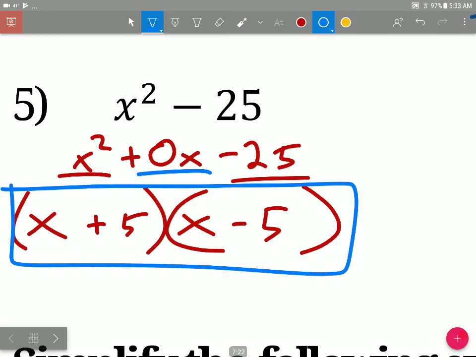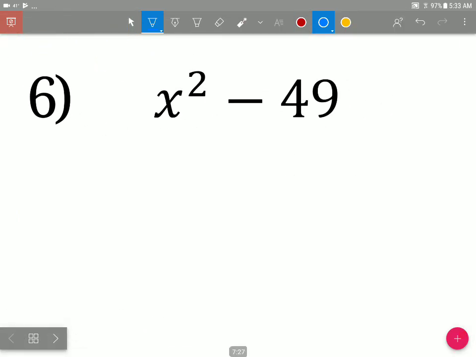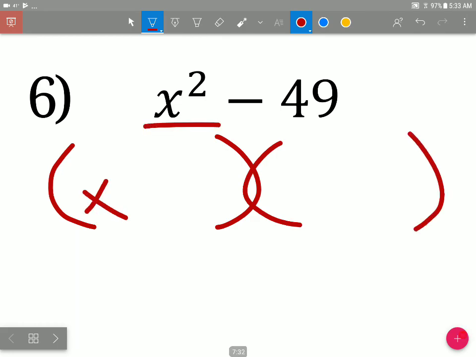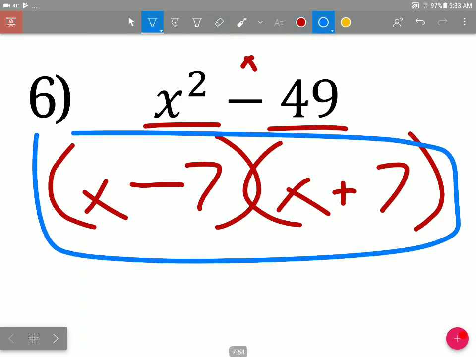Cool? Try number 6 on your own. Well, hopefully you tried it. Two things multiply to the left: x and x. What multiplies to 49? Well, that's 7 times 7. A positive and a negative. x times 7 is 7x. Negative 7 times x is negative 7x, and those add up to 0, because again, remember that's a 0x in the middle there. Okay? So that's your answer. Cool.